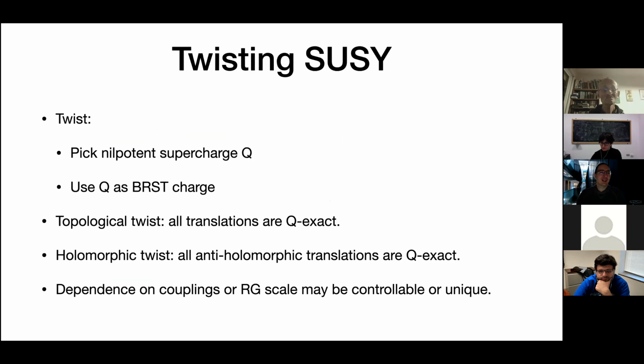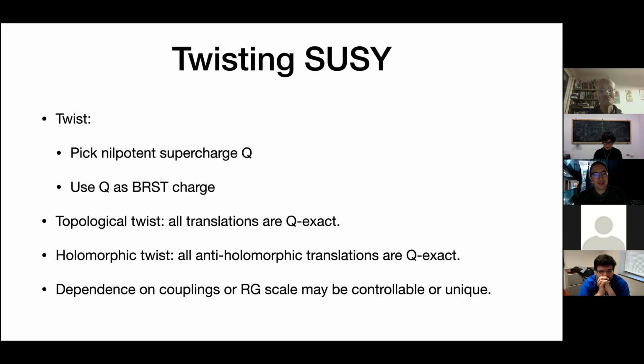Let me remind you very briefly what twisting supersymmetric theories means. The idea is that you take a theory which has super Poincaré symmetry, and you pick a supercharge, and you use it as a BRST charge, or you add it to the BRST charge. As you do so, as usual, the path integral becomes a way to compute a simpler path integral over Q-exact, Q-closed configurations. So the theory simplifies, but still captures some information of the original theory.